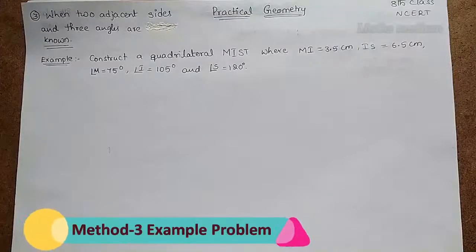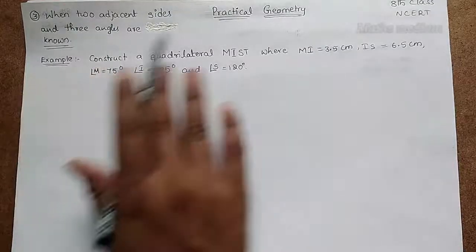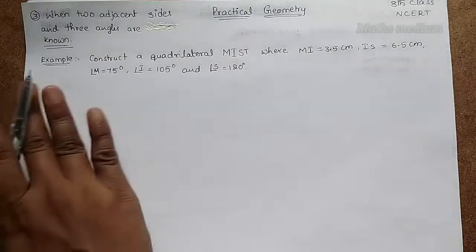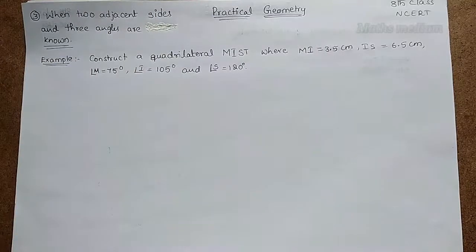Hi, hello, welcome to Maths Medium. Today I came with the topic when 2 adjacent sides and 3 angles are known, from Practical Geometry, 8th class NCERT. In previous videos we already learnt how to construct a quadrilateral when 3 adjacent sides and 2 diagonals are given, and so many cases. Here is case 3. If 2 adjacent sides and 3 angles are given, then we have to construct a quadrilateral with the given parameters.